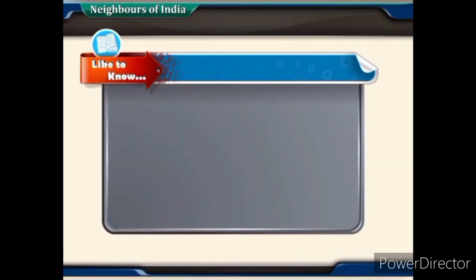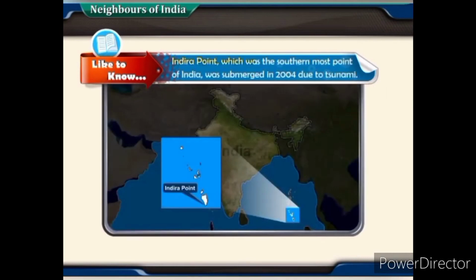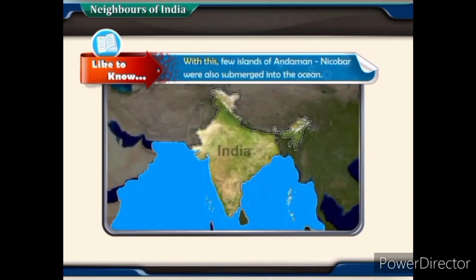Like to know: Indira Point, which was the southernmost point of India, was submerged in 2004 due to the tsunami. With this, a few islands of Andaman and Nicobar were also submerged into the ocean.